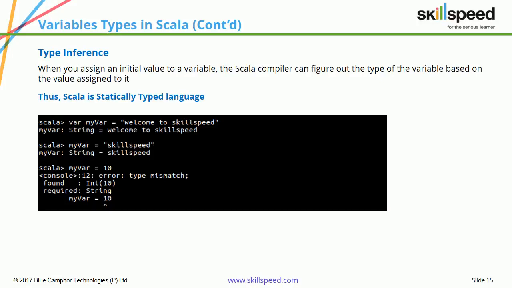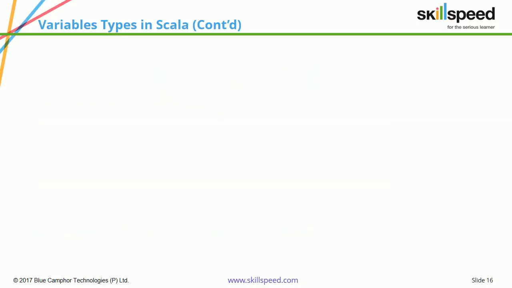So that means Scala is a statically typed language. Even though Scala can automatically infer the data type of a variable, once it infers, throughout the life of the program, the data type remains the same. That is a typical property of statically typed languages.